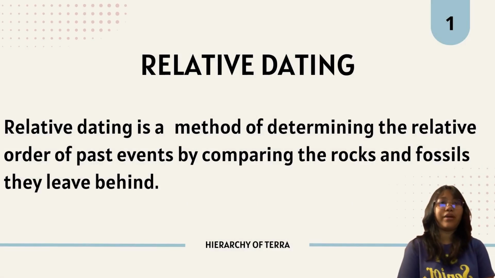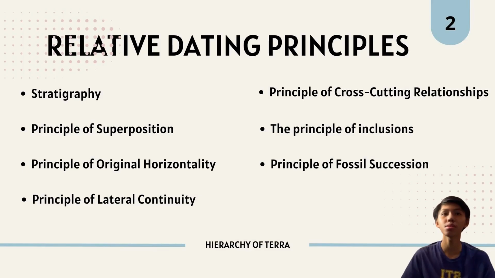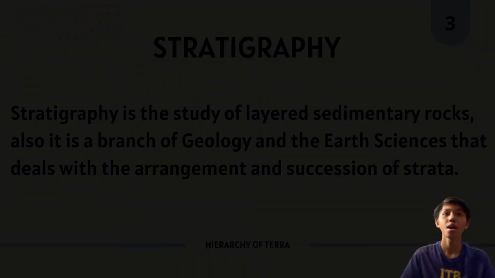Relative dating is a method of determining the relative order of past events by comparing the rocks and fossils they leave behind. Relative dating does not give the exact age of the rocks, but rather the sequence of their formation. Relative dating is based on the principle of stratigraphy, which means that the lower layers of rock are older than the upper layers. Let's proceed to relative dating principles.